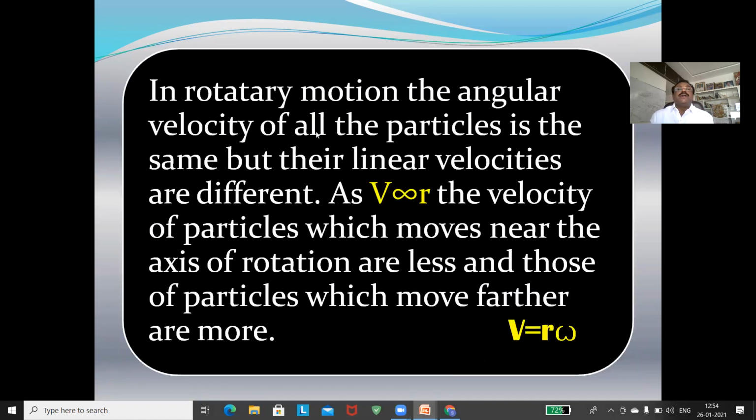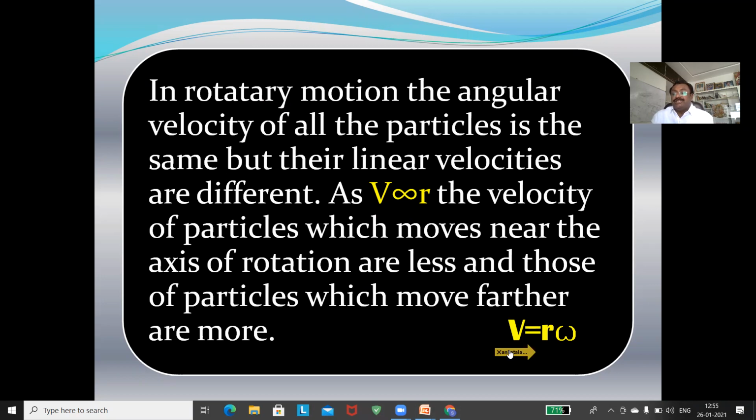Here are some known facts. In rotatory motion, the angular velocity of all the particles is the same, but the linear velocities are different. Why? Because v is proportional to r. The velocity of the particles which move near the axis of rotation is less, and those of particles which move further away have more linear velocity. V is equal to r omega.